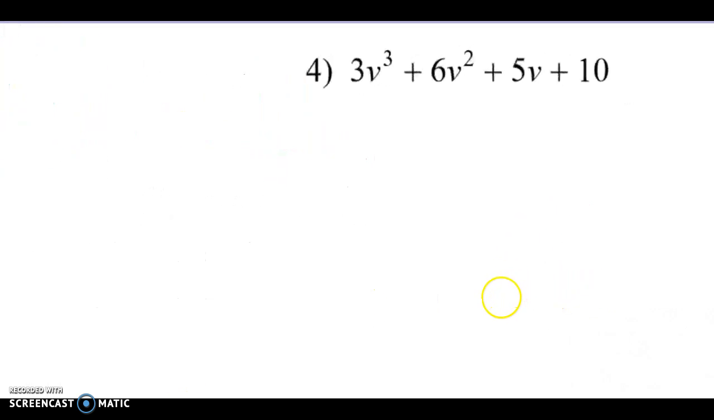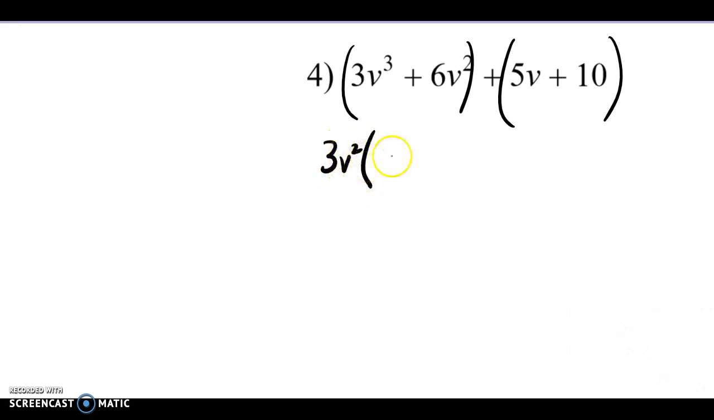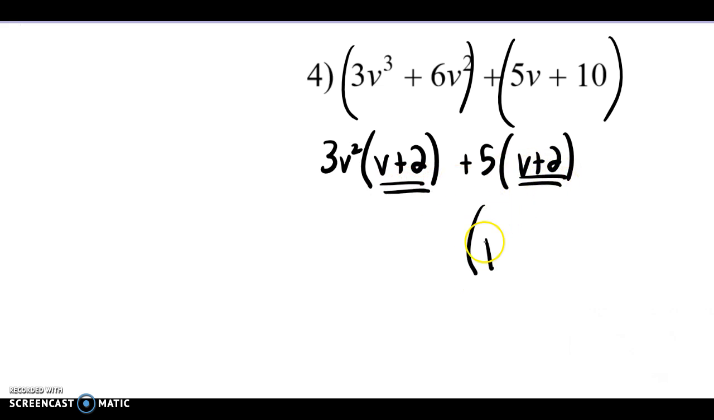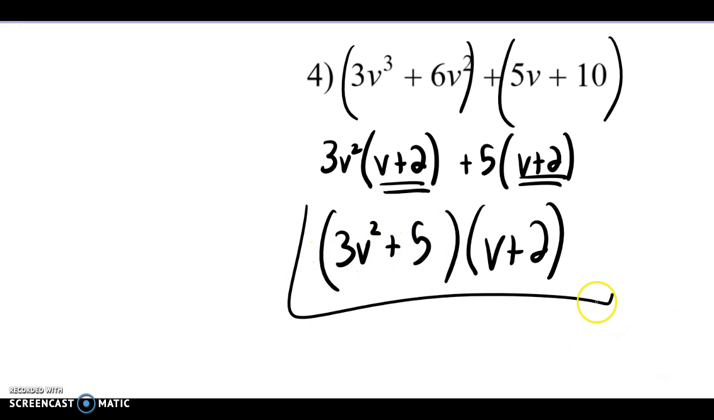So here is one more example. It's problem number 4. There's no GCF for all of them, so we'll group and group. GCF here is 3v squared. Inside of parentheses is v plus 2. GCF here is 5. So inside of parentheses is v plus 2. The v plus 2's are the same. So in the factored form, we have v plus 2. And in the other set of parentheses is 3v squared plus 5.